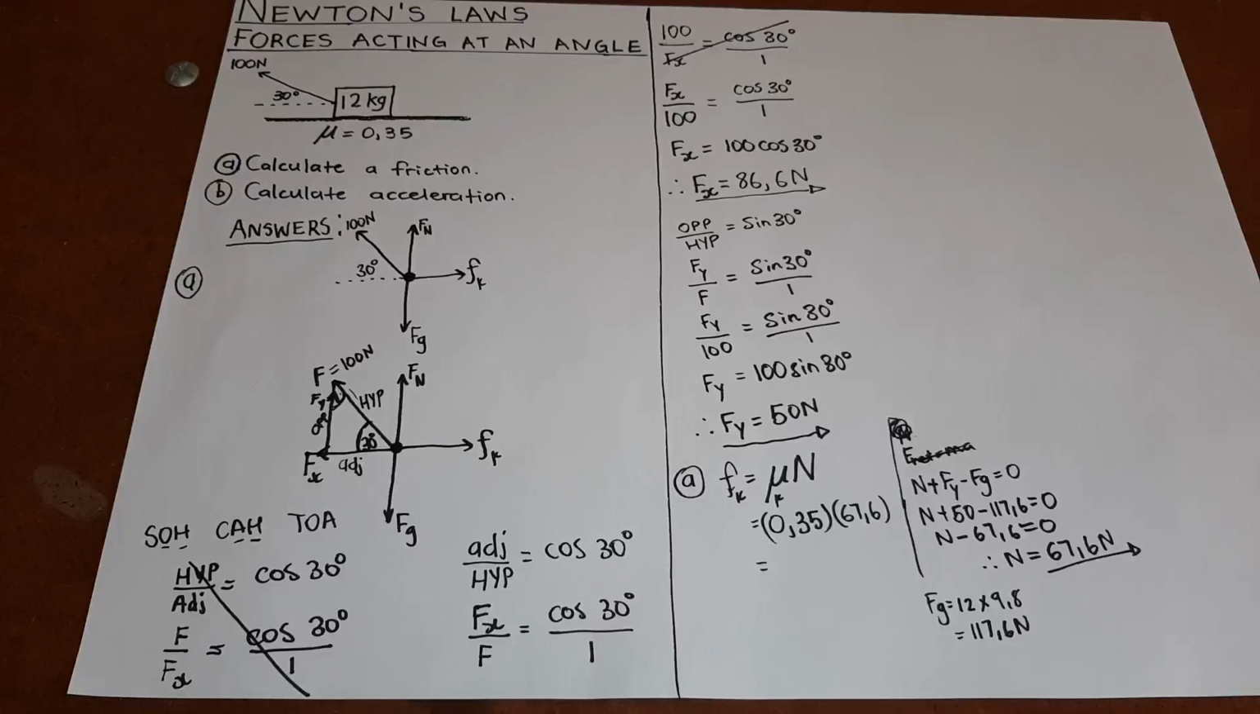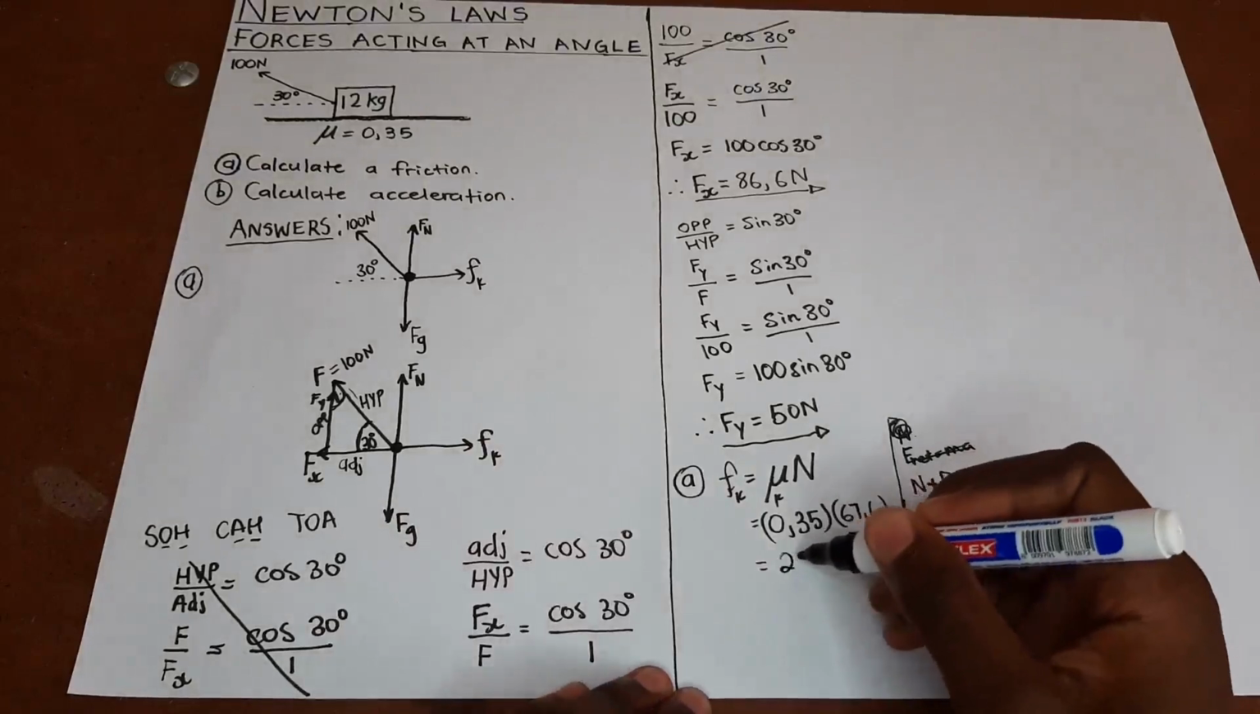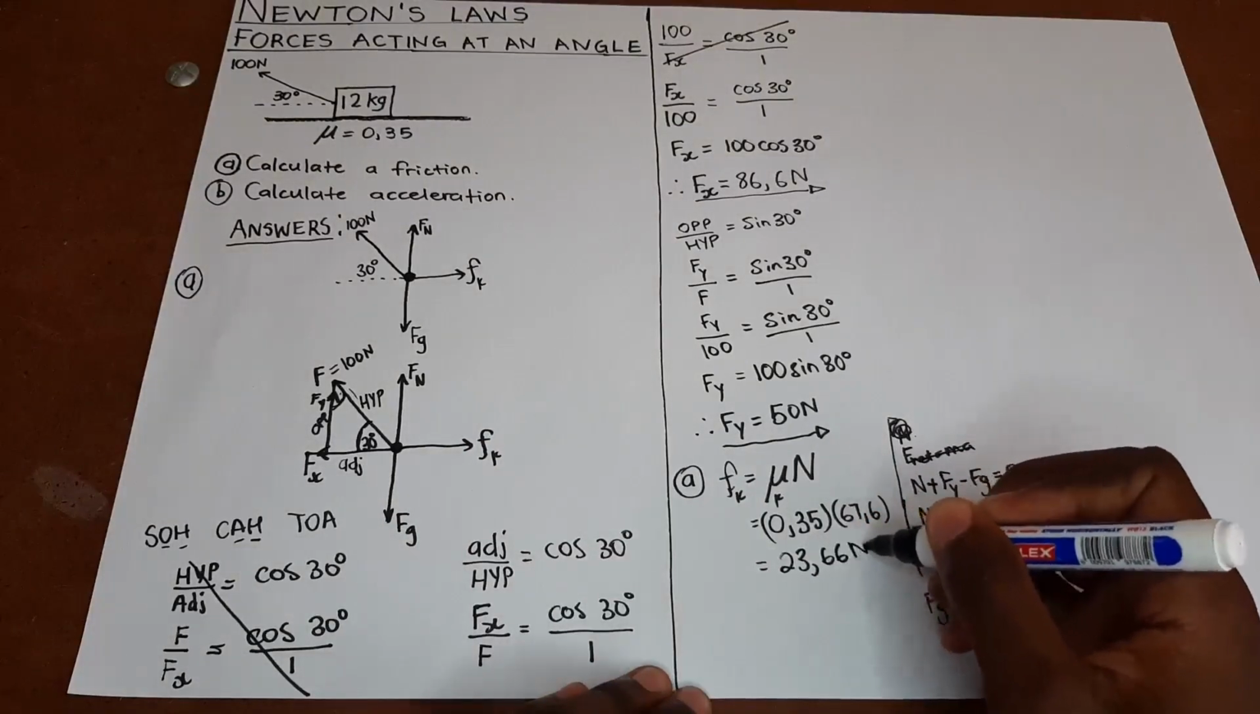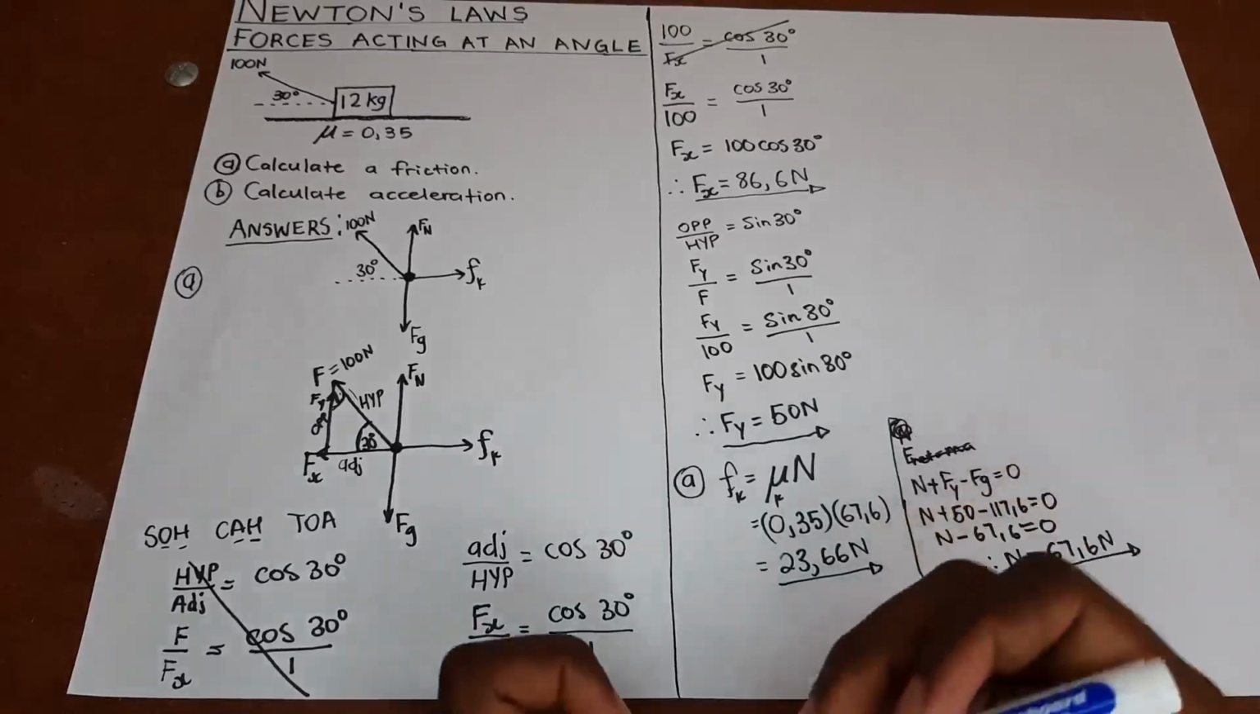67,6 multiplied by 0,35 gives us 23,66 newtons. Okay, that's how it goes.